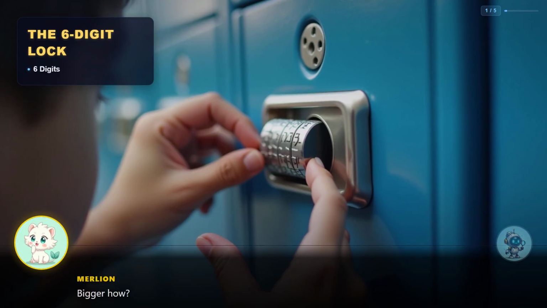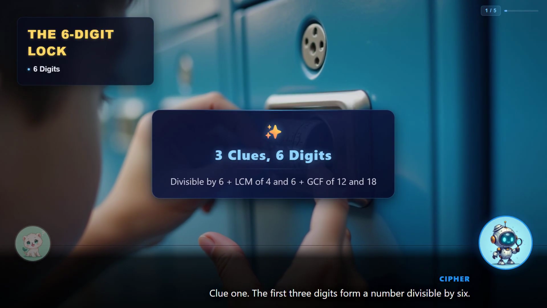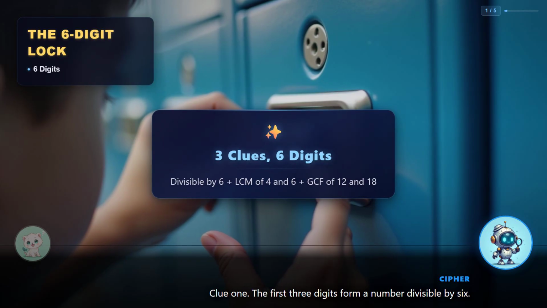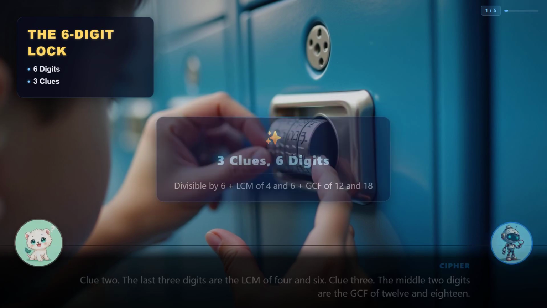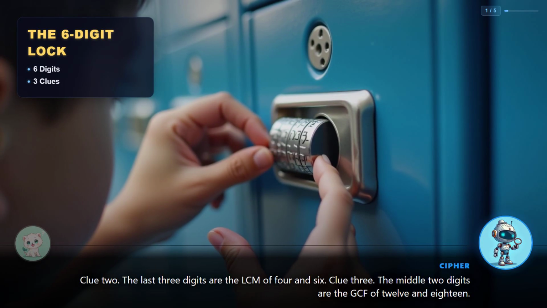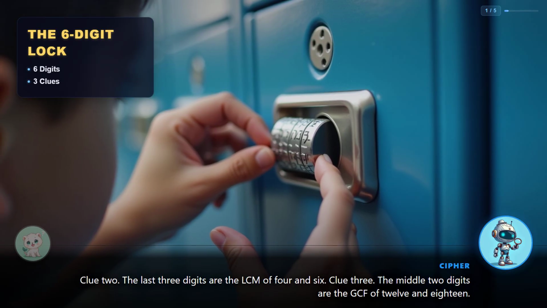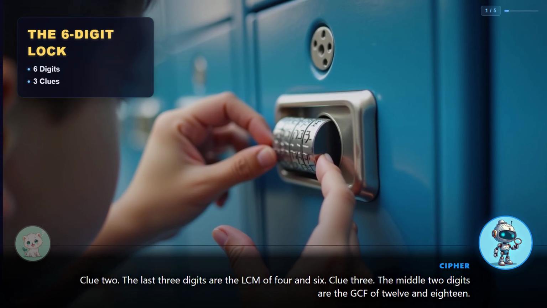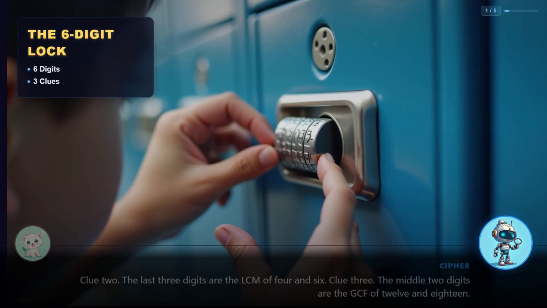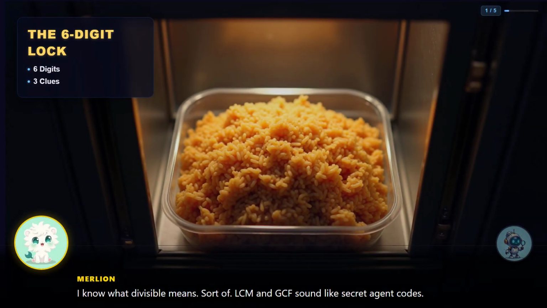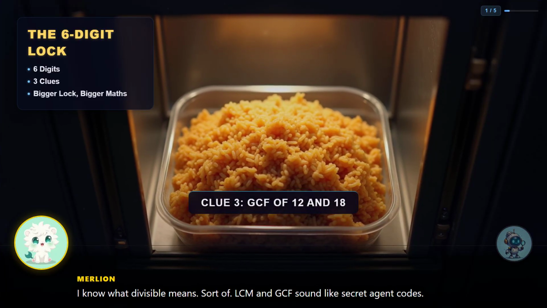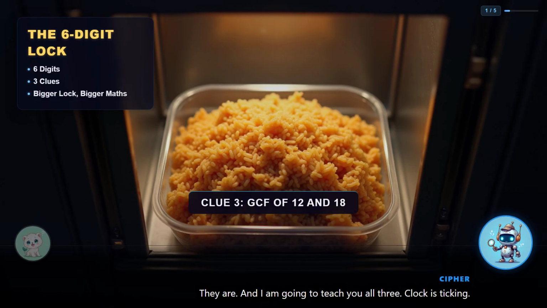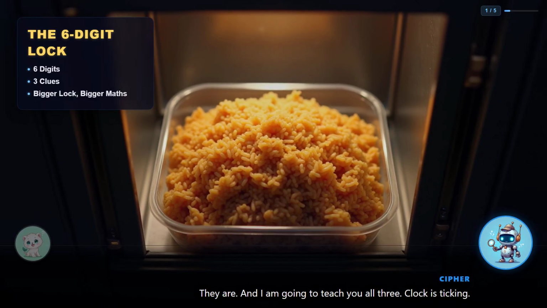Bigger how? Clue 1. The first 3 digits form a number divisible by 6. Okay, and? Clue 2. The last 3 digits are the LCM of 4 and 6. Clue 3. The middle 2 digits are the GCF of 12 and 18. I know what divisible means. Sort of. LCM and GCF sound like secret agent codes. They are, and I'm going to teach you all 3.